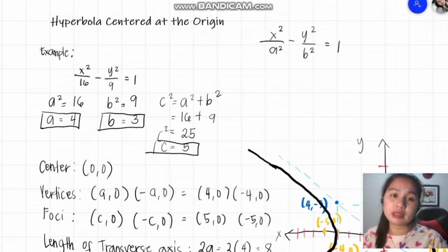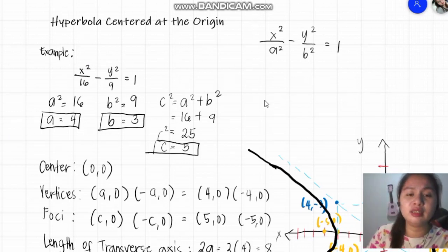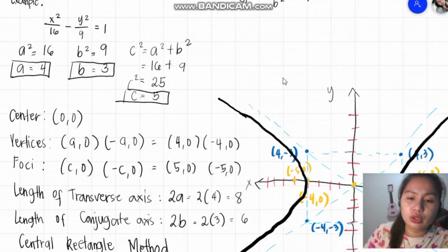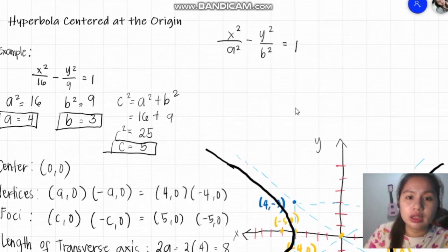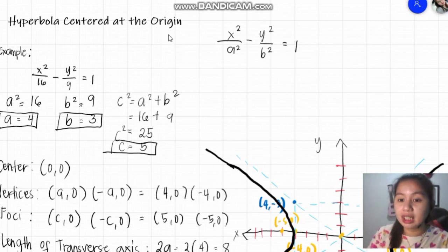So, later mag-example tayo sa next video na ang center natin ay nasa h, k. Sige, mag-example naman tayo ngayon na ang center ay origin pa rin, or 0, 0, pero vertical hyperbola na.